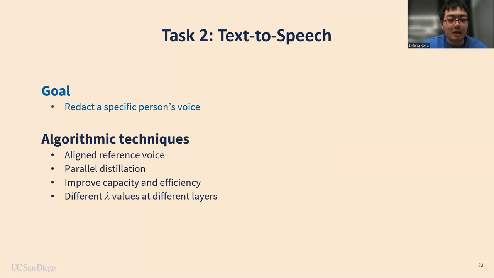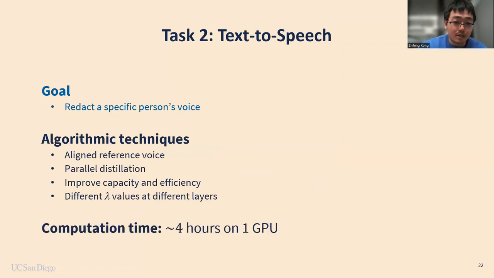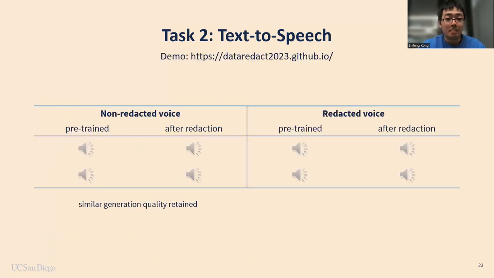There are a bunch of algorithmic techniques to make this work better. And our computation time is roughly 4 hours on just one GPU. In comparison, the diffusion model takes a week to train on 8 GPUs. So it's a big difference in terms of efficiency. We have a demo website containing all these sample comparisons, and let me play one sample here.